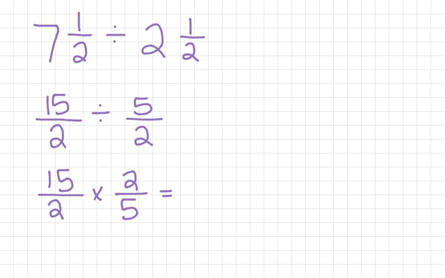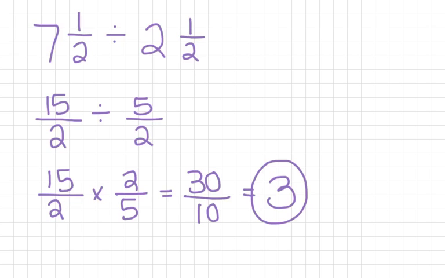15 times 2 is 30. 2 times 5 is 10. And I want to look at this as 10 goes into 30 3 times with 0 left over, so my final answer would be 3.